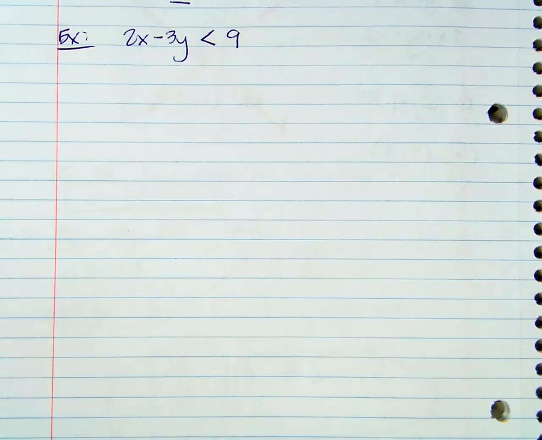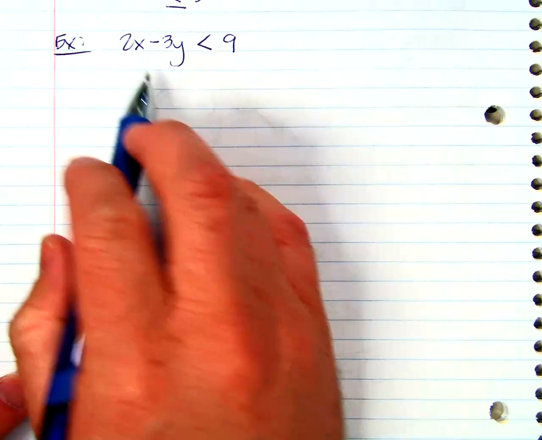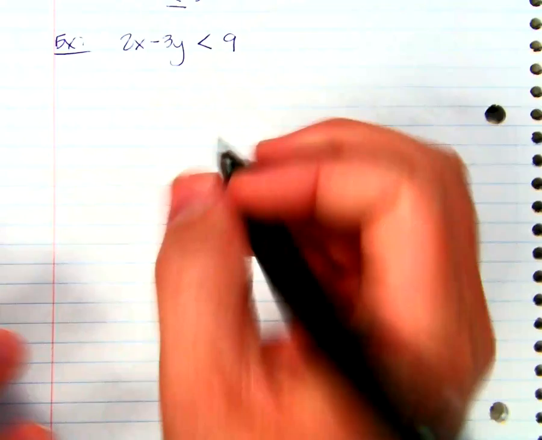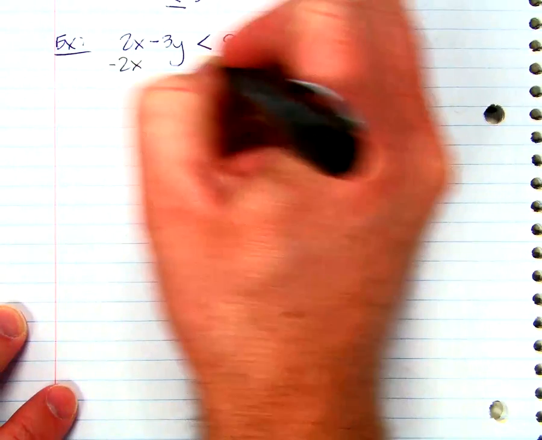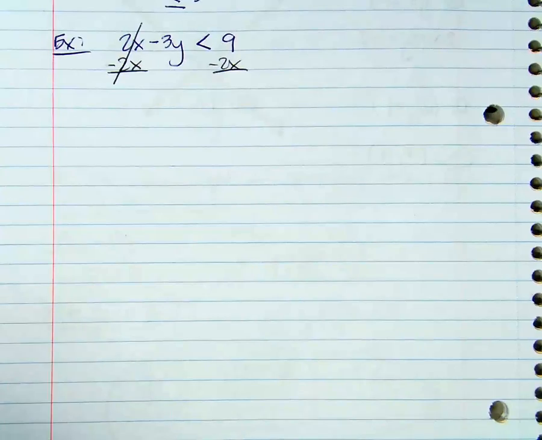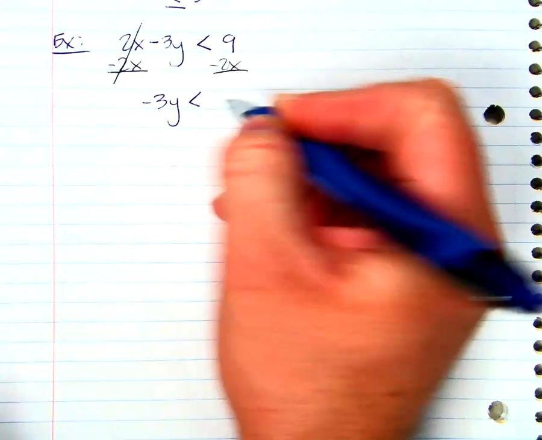So for this, we cannot graph this the way that it's written. We want to have y by itself. So just like we were doing yesterday, let's move x to the other side. So I'm going to subtract 2x to move it over. This leaves me with just a negative 3y over here.